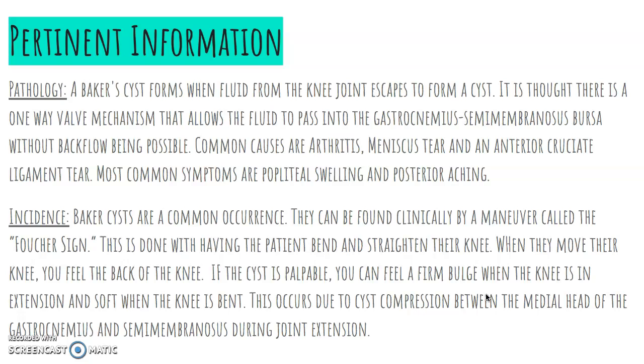Baker cysts are common, and they can be found clinically by a maneuver called the Foucher sign. This could be done at the doctor's office. So the patient will straighten their knee, and when it's straight, the doctor will feel right behind the knee, and it will feel like the bulge is firm, and when the knee is bent, it'll feel soft. This is because when the cyst is compressed between the two muscles, when the knee is extended, it gets really stiff.